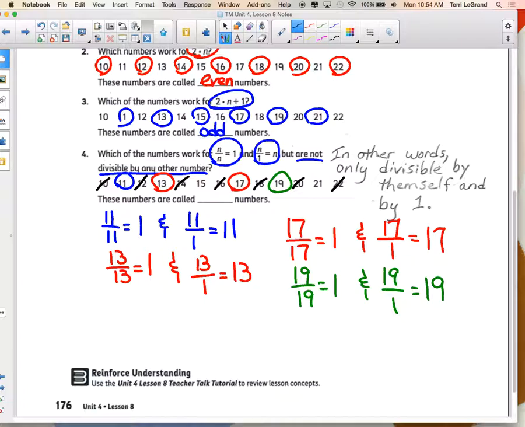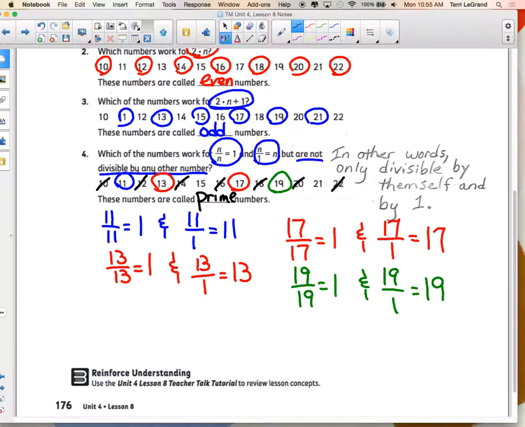What are all these numbers called that we have circled? They have a special name. What are they called? Becky? Prime. Prime numbers, P-R-I-M-E. These are members of the prime number set. Prime number set. Okay.